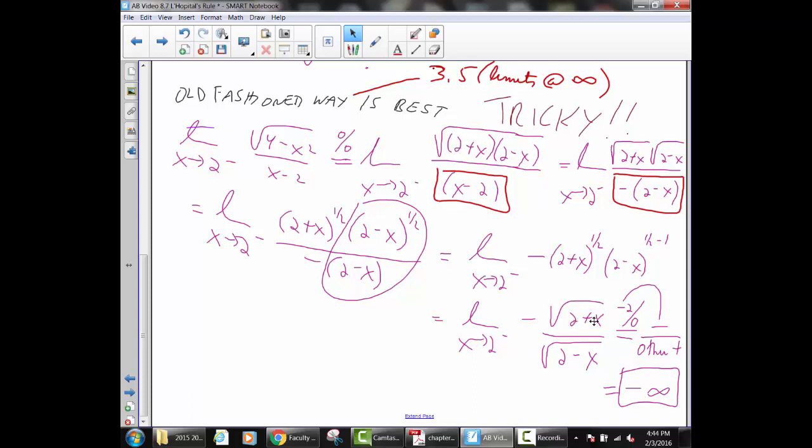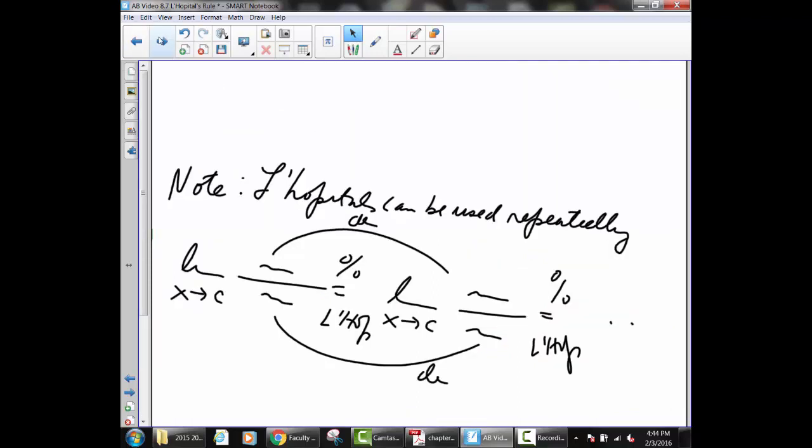2 plus 2 is 4. Square root of 4 is 2. Negative 2. And 2 minus 2 is 0. Now, whenever you get a non-zero over 0, since the numerator is negative and this denominator is approaching zero through positives because it's approaching a square root, you get negative infinity.